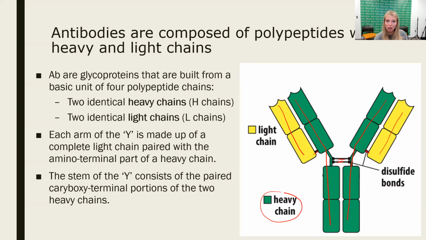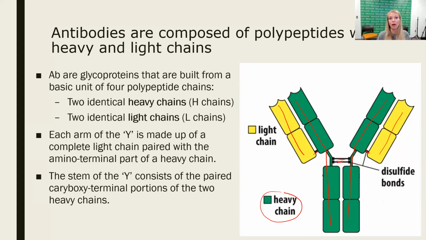And so each arm of the Y is going to be made up of the full light chain and part of the heavy chain. And that part of the heavy chain is going to be the amino terminal. And then the stem of the Y is just going to be the two heavy chains, and it's going to be the carboxyl terminal of those polypeptide chains.